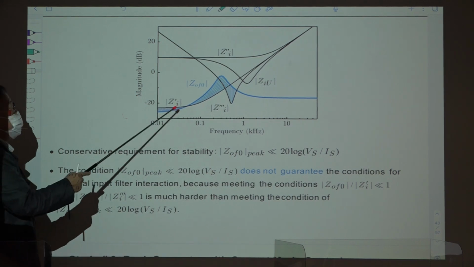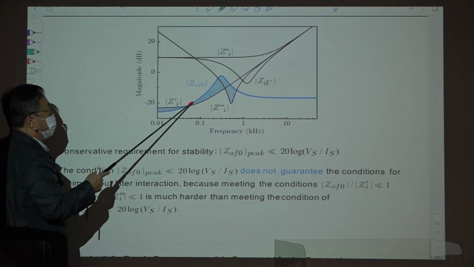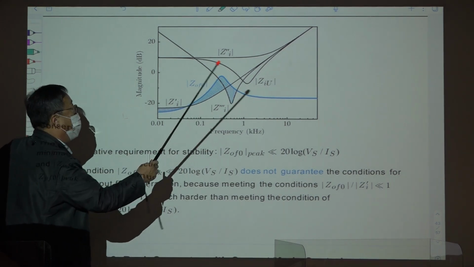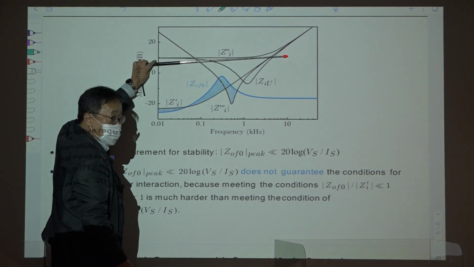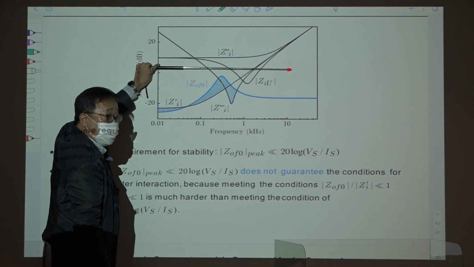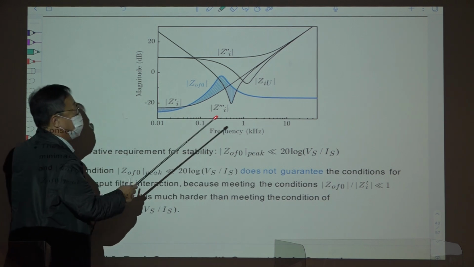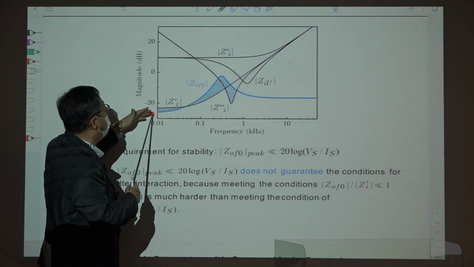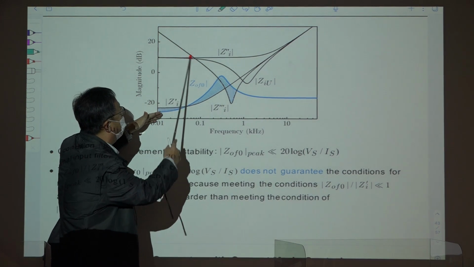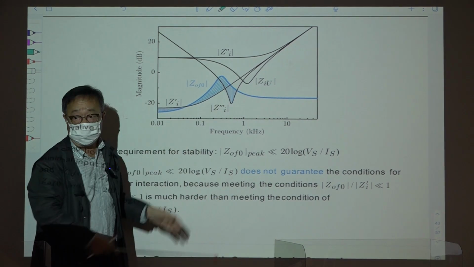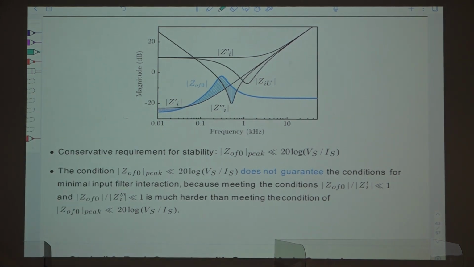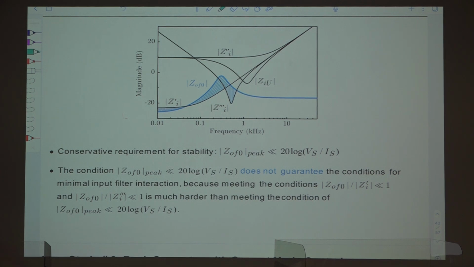By maintaining this peak value of the output impedance of the filter well below this line, you secure stability of the converter, but closed loop performance will be affected by the overlap between this output impedance and these open loop impedances, two of them. Right? We have seen the problem of this feature in the previous lectures. So this is the basic difference between voltage mode control and current mode control.